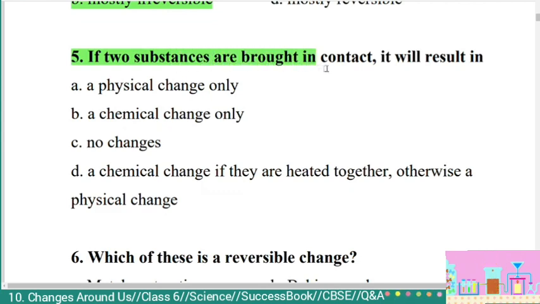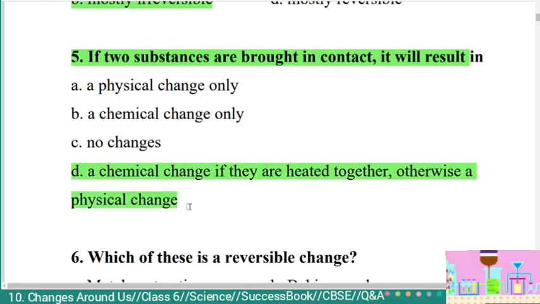Question number 5. If the substances are brought in contact, it will result in option A, a physical change only. B. A chemical change only. C. No changes. D. A chemical change if they are heated together, otherwise a physical change. Here the correct answer is option D. If the two substances are brought in contact, it will result in a chemical change if they are heated together, otherwise a physical change.